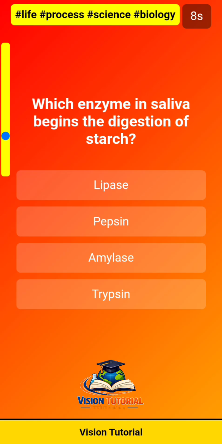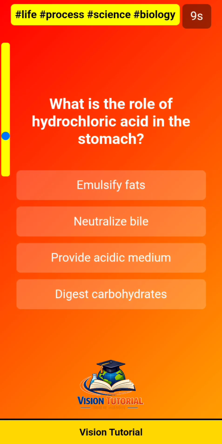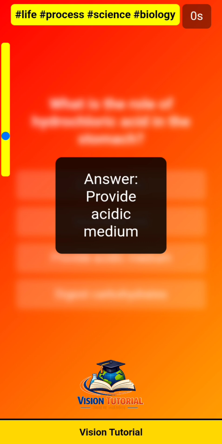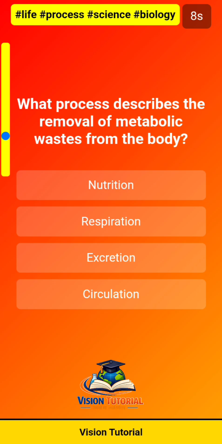The question is, which enzyme in saliva begins the digestion of starch? Answer: amylase. The question is, what is the role of hydrochloric acid in the stomach? Answer: provide acidic medium. The question is, what process describes the removal of metabolic wastes from the body? Answer: excretion.